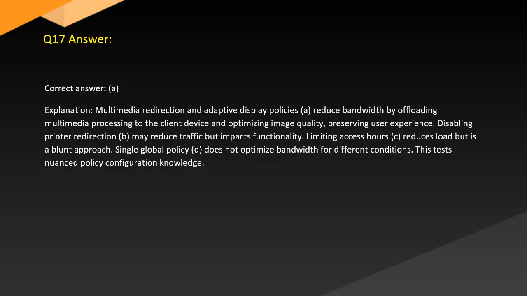Answer. Correct answer: A. Explanation. Multimedia redirection and adaptive display policies. A. Reduce bandwidth by offloading multimedia processing to the client device and optimizing image quality, preserving user experience. Disabling printer redirection, B, may reduce traffic but impacts functionality. Limiting access hours, C, reduces load but is a blunt approach. Single global policy, D, does not optimize bandwidth for different conditions. This tests nuanced policy configuration knowledge.